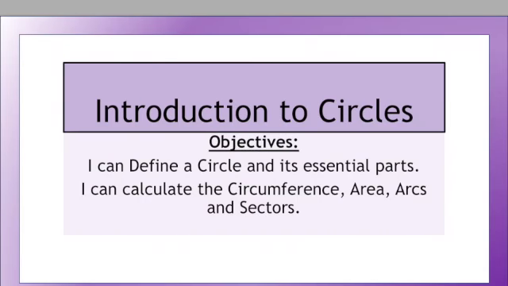Hi everyone. This week we're going to be moving on to a new chapter, which is going to be based on circles. So this lesson is just going to introduce to you the basic things you need to understand about a circle before we move on. In this lesson, we're going to be able to do two things. We're going to be able to define a circle and its essential parts, and then we're also going to be able to calculate the circumference, the area, the arcs, and sectors of circles. And we're also going to be solving problems that are related to those items as well. So let's go ahead and continue.